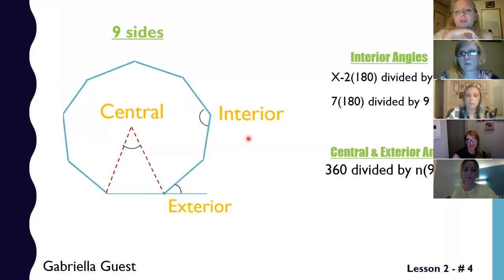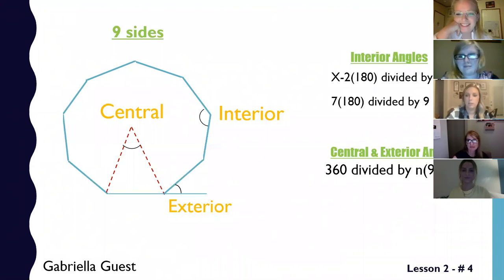So Gabby, for the central and exterior angles, will you use the same method? Do you mean the same formula for each one? Yes. Can you repeat your question? For the central and exterior angles, are we still going to use the 360 divided by n method? Yes, we're going to do the exact same method. Exactly. Great. Thank you so much.